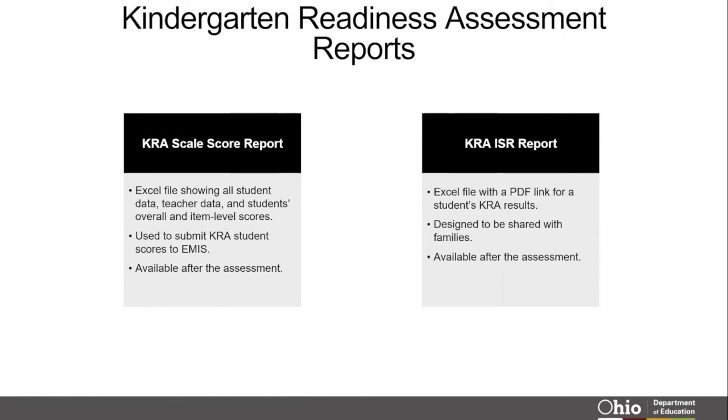And the last two reports available for the kindergarten readiness assessment is the KRA scaled score report. This is only available after the assessment closes. And this is used to submit that KRA data, the student scores over to the state. And the other one here is the KRA ISR report. So this is designed more for sharing with your parents, pulling down that PDF. And again, this is available after.